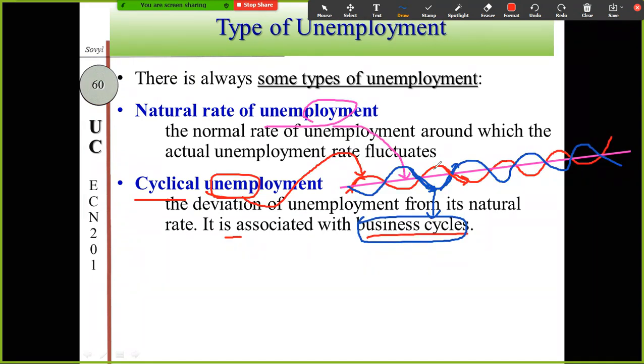So look at this one. I just mentioned, I drew the blue one referring to the business cycle. The red one is cyclical unemployment. The pink one is the natural rate of unemployment. The natural rate of unemployment based on this one is the average. It should be the average of cyclical unemployment. So cyclical unemployment goes up and goes down. It depends on the business cycle. But however, cyclical unemployment and the business cycle have a negative association.